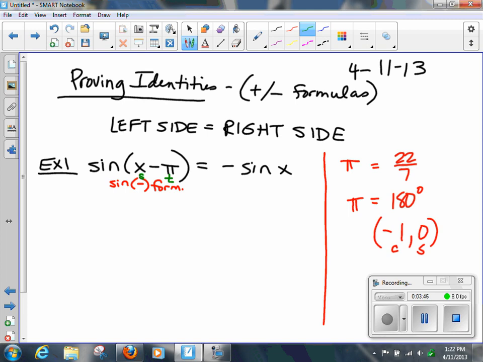Now, what am I going to do with that? What have we been doing the whole time? Plug it into the formula. So you got to have your card, which of course I don't have up here with me. How does it start? Sine or cosine? Sine of what? It's not going to be sine of S. It's going to be sine of x. Sine subtraction: sine of x times cosine of T, which is, in this case, pi, minus cosine of x times sine of pi. Cool?